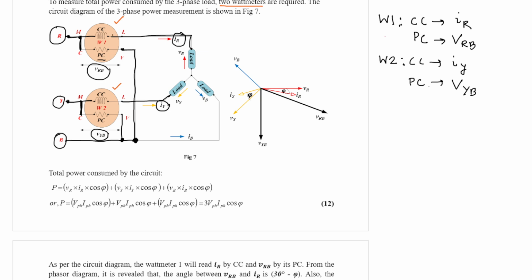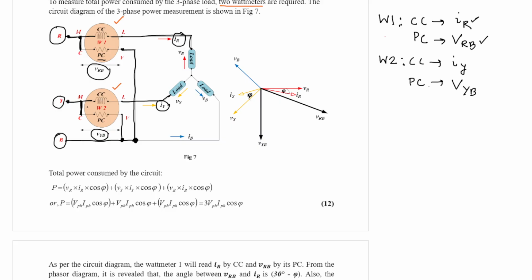So from this connection diagram we have understood that the current coil is connected in series with the R phase. For wattmeter 1, the current coil is connected in series with the R phase. That is why it is measuring IR current. And the pressure coil of wattmeter 1 is connected parallelly with the R and B phase. That is why it is measuring voltage VRB.